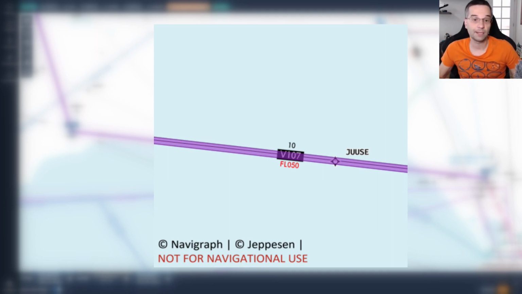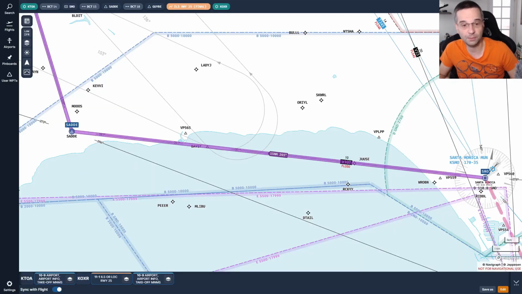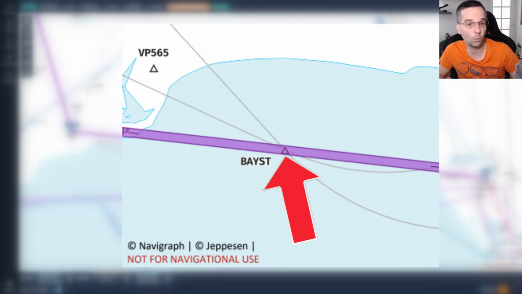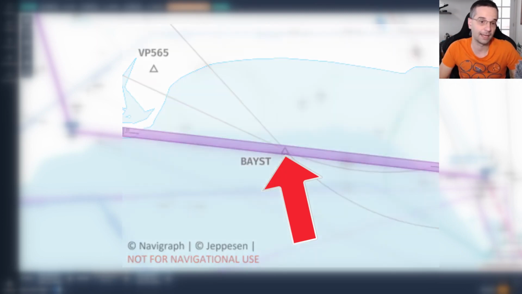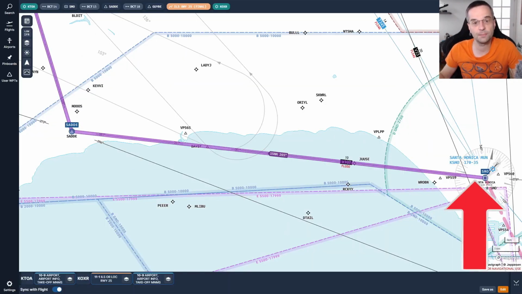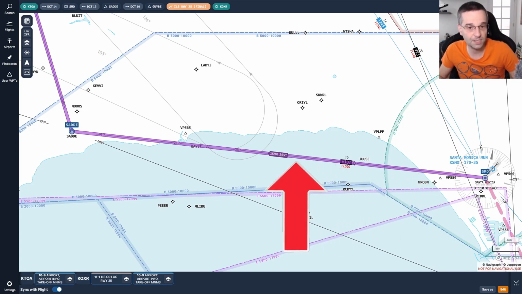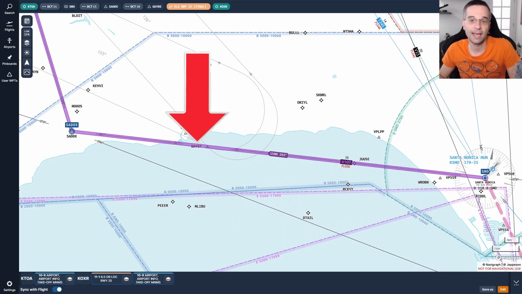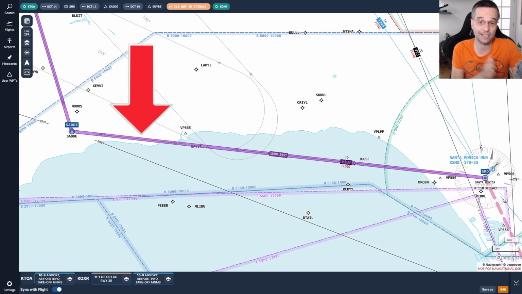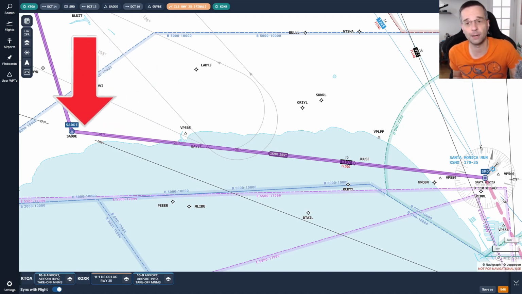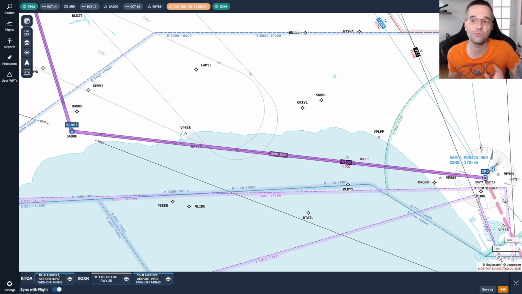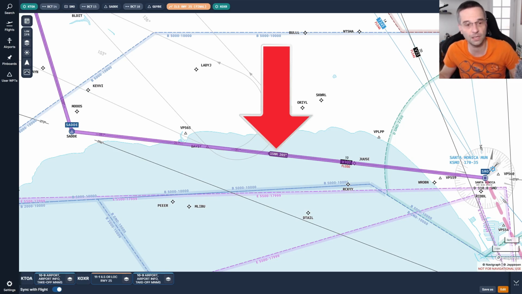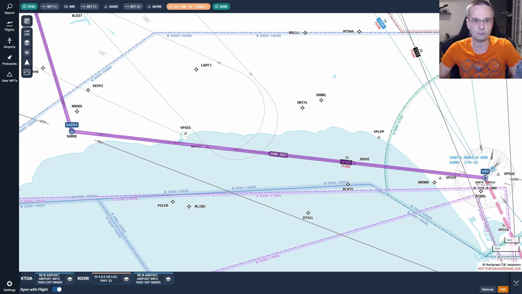An airway can be split up into multiple segments, and the numbers above the airway tell us the distance in miles for each one of those segments, which are split up by little triangle waypoints along the airway. So from the Santa Monica VOR to the BASED waypoint, it's 10 miles, and then from BASED to SAD, that leaves us another 5 miles for our total distance of 15 miles from Santa Monica all the way to SAD.